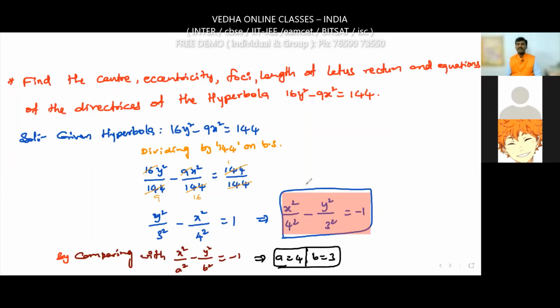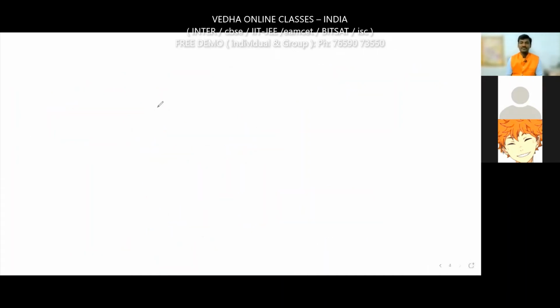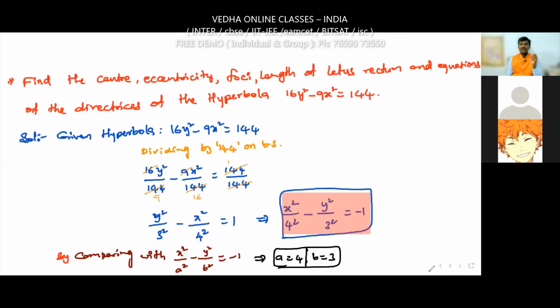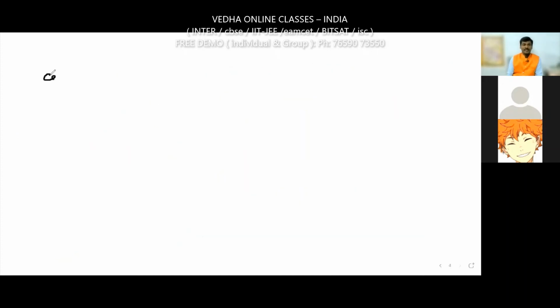After getting the a and b values, what do we have to find? First one is the center. Here the center is nothing but the origin only.